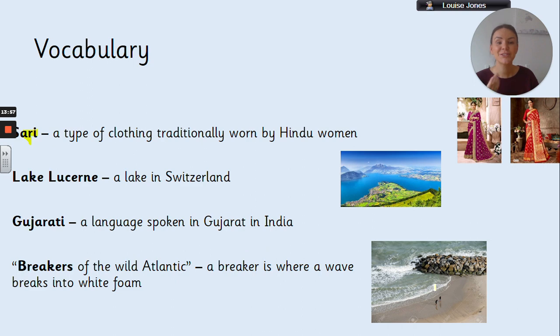Okay, so sari. Now, a sari is a type of clothing that is traditionally worn by Hindu women. Now, Hindu is a religion, so it's traditionally worn by women who follow the Hindu religion, although nowadays it is worn by more and more people. You can see, I've put some pictures in over here of some saris. They are usually in very bright colours. They are beautiful. They've usually got gold on them, beads and lots of decoration, and they're very beautiful.